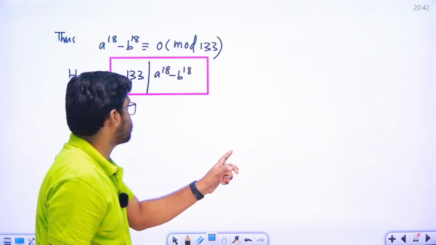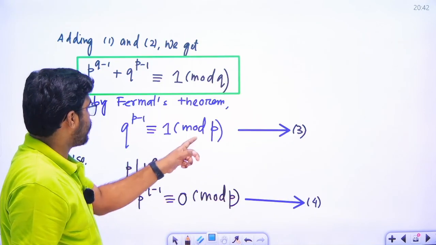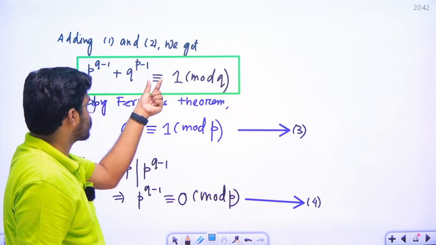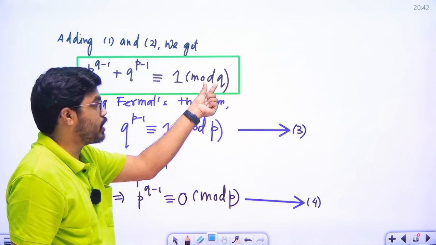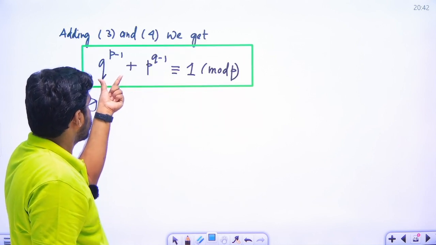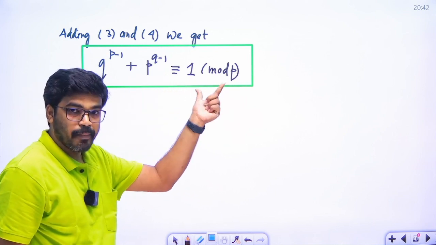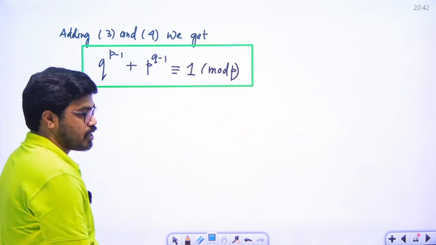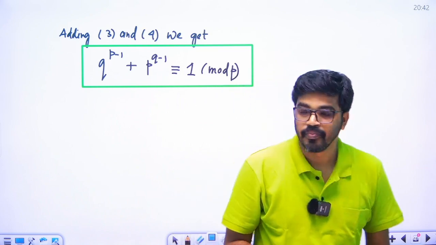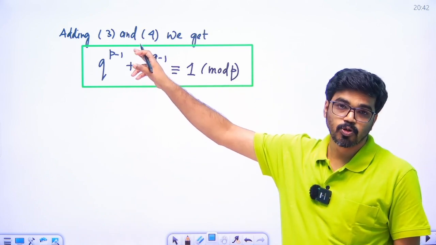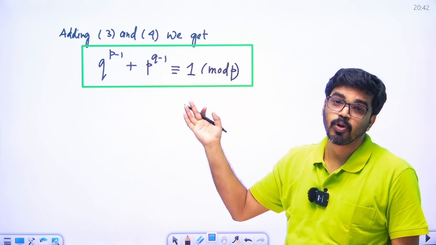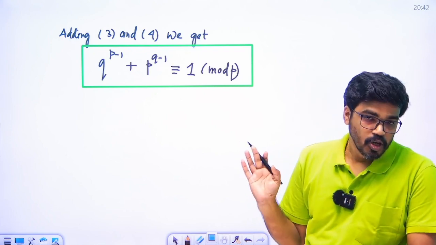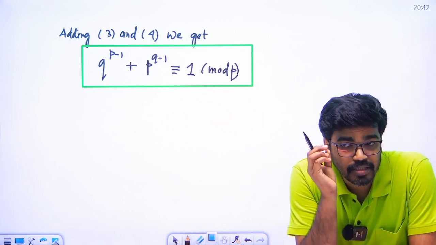So here we see that p and q are relatively prime. Therefore, A is congruent to B modulo M, A is congruent to B modulo N, and M and N are relatively prime. So here p and q are relatively prime. So we can write p to the power q minus 1 plus q to the power p minus 1 is congruent to 1 modulo pq. Clear?